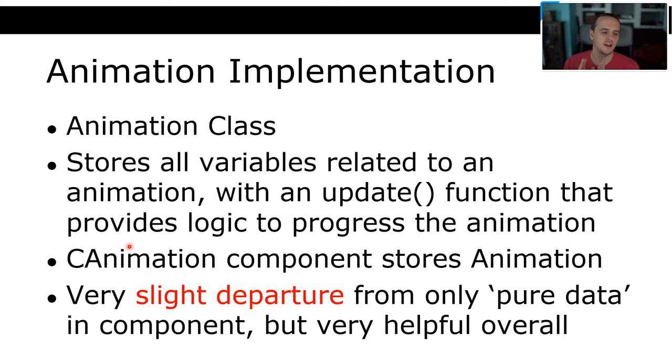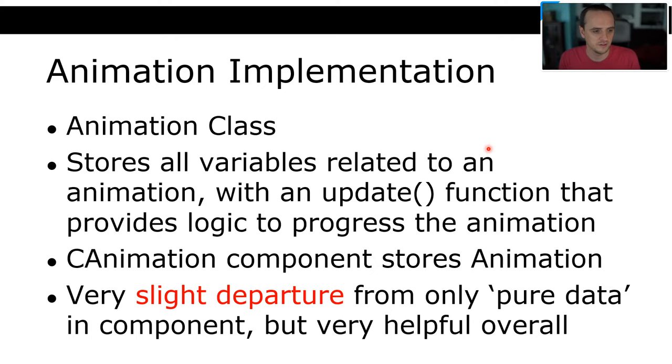This is kind of the one exception to the rule for our ECS in this course. It's a very slight departure from the only pure data in components, but it's actually very helpful overall. The reason we've done it this way is because animations are going to work the same no matter what scene they're in, right? We're always going to have this moving from one frame to another. It's completely compartmentalized, with no horizontal communication. And so the animation class is going to have the logic of animations stored in it.